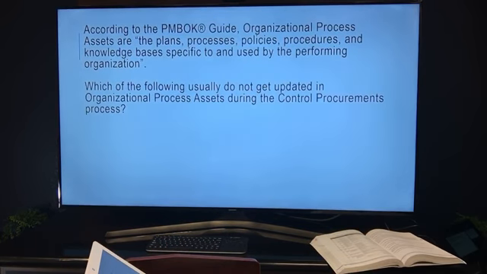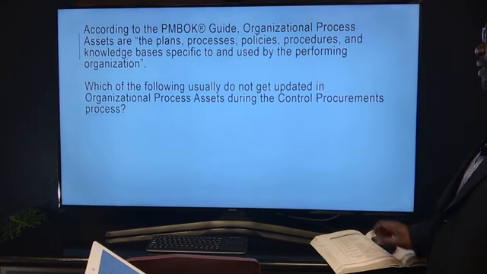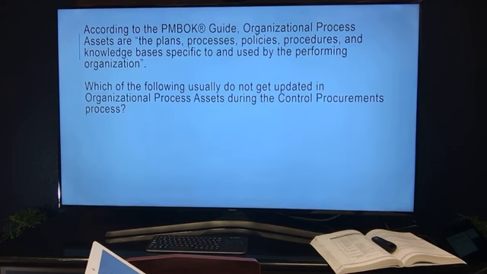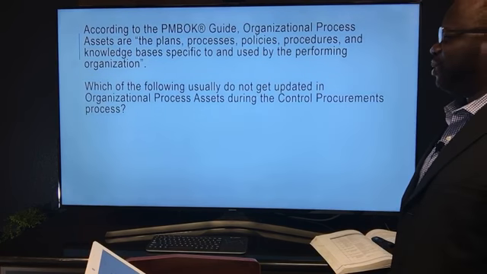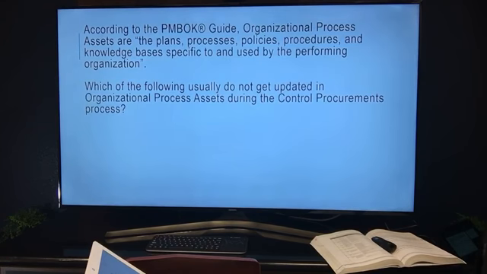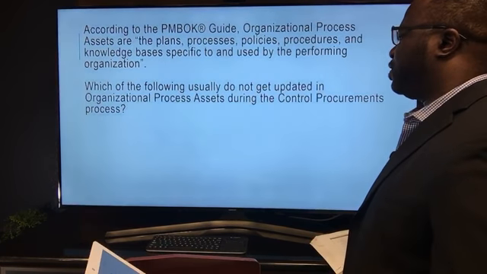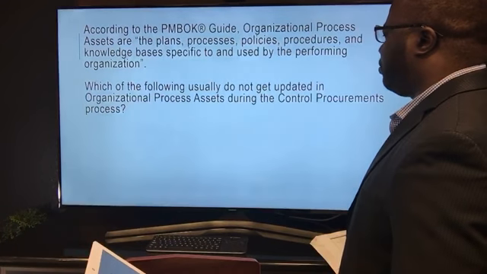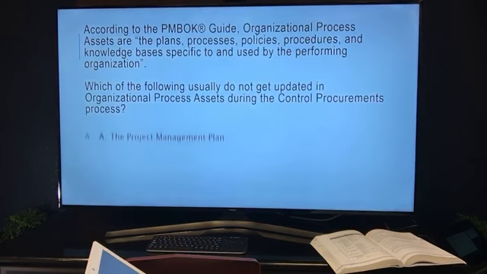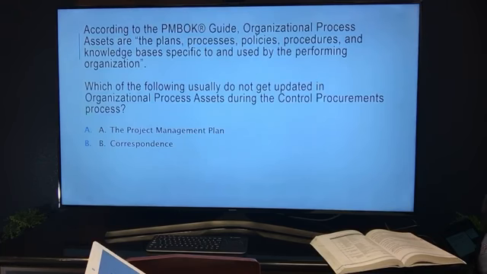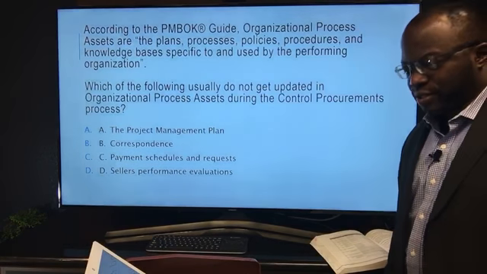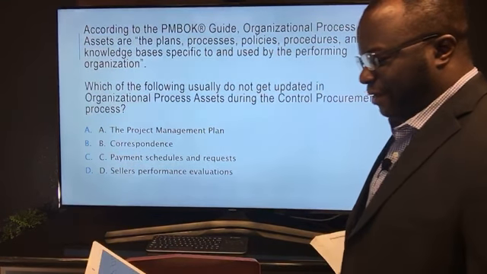Moving on. Your friendly neighborhood PMBOK Guide says organizational process assets are the plans, processes, policies, procedures, and knowledge bases specific to and used by the performing organization. Which of the following usually do not get updated in organizational process assets during the control procurement process? Is it the project management plan? Is it correspondence? Is it payment schedules and requests? Or is it sellers' performance evaluations? I'm going to let you guys think a little bit.